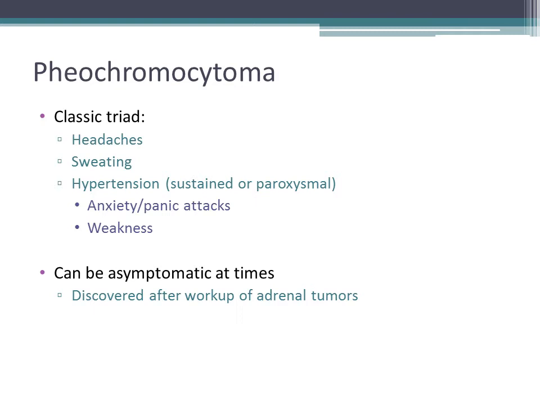Again, pheochromocytoma can be completely asymptomatic and only discovered by a hormonal screening of a patient who presents with an incidentally found adrenal mass.